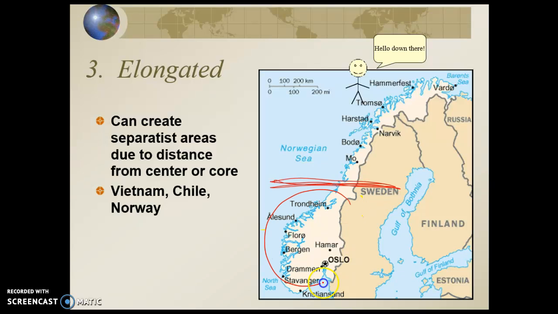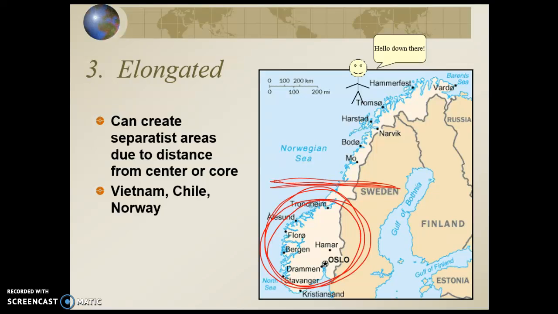For example, in Norway, here's the core at the bottom with the capital Oslo and the economic power of Norway in the south, and then you have the people up here in the north. People in the south kind of think of northerners as sort of strange mountain people, and northerners can be jealous of people in the south because they're the ones that hold the more political and social power.